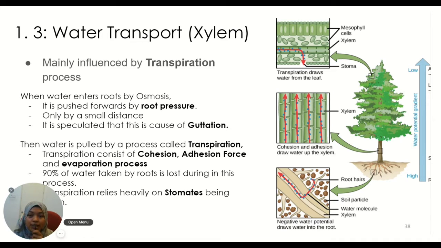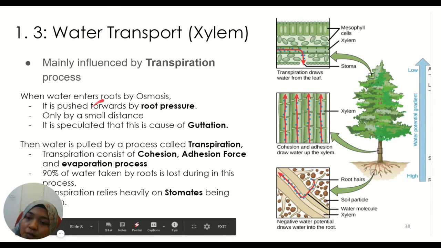So, basically, the water transport in xylem is mainly influenced by the transpiration process. And the transpiration process consists of many things that I will be explaining later on. So first, I will explain how water enters the plant. Water enters the plants through the roots, as stated here.